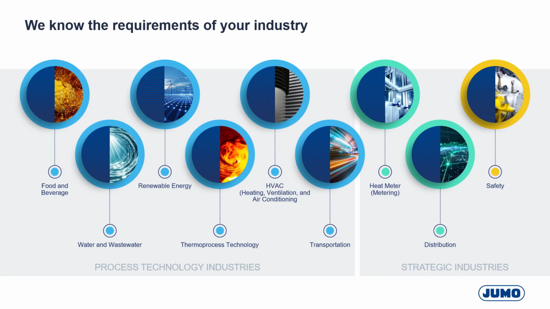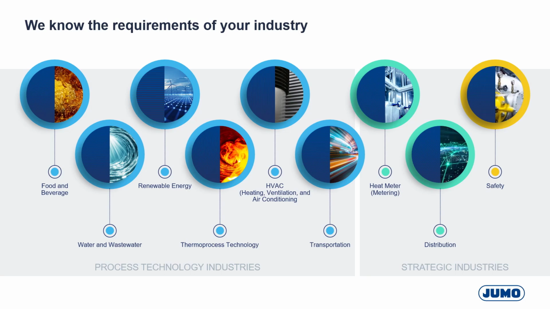So therefore, on the left side, we can show our process technology industries: food and beverage, water, wastewater, renewable energy, thermal process technology, HVAC, so heating, ventilation, and air conditioning, and transportation. On the right side, there are also some strategic industries, but that's not our focus for today. What's important for me and also for you is that we have much experience in these process technology industries. So if you are here with your applications, then JUMO will definitely be a good partner for you and can help you.